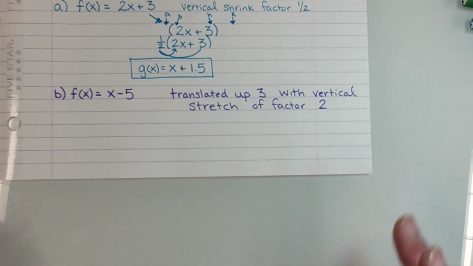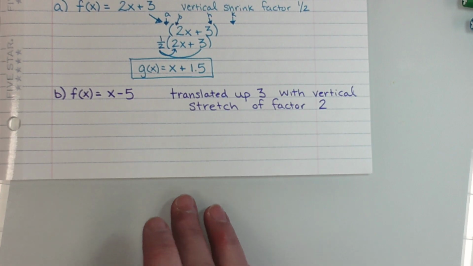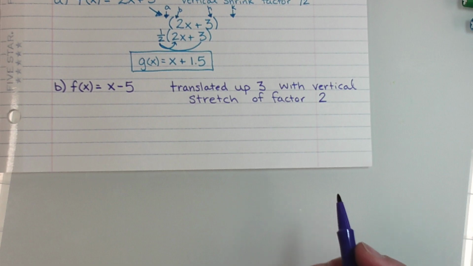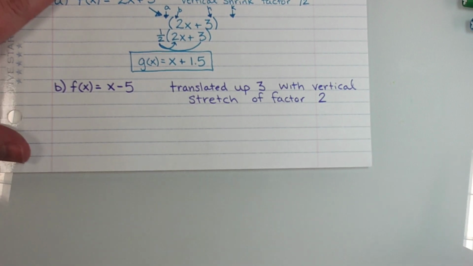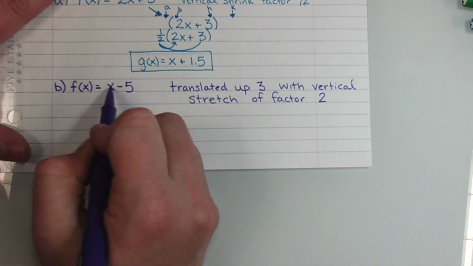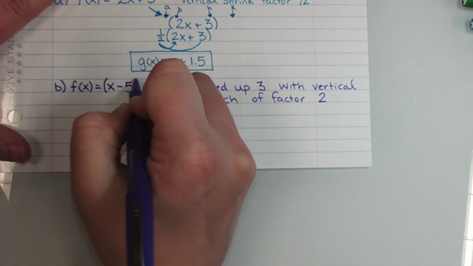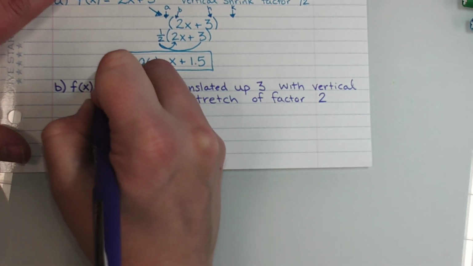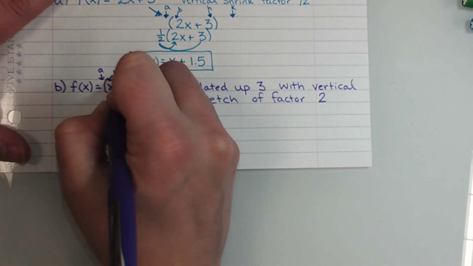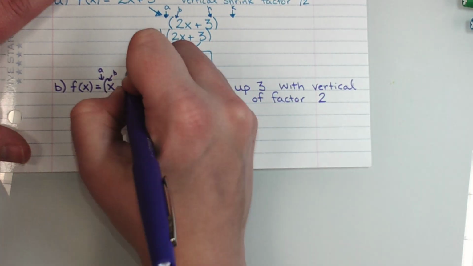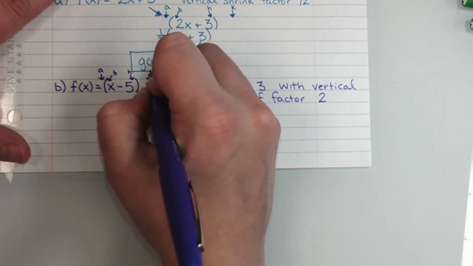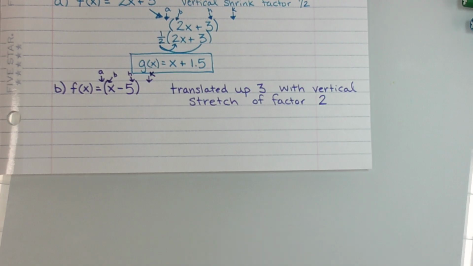Translated up 3 with a vertical stretch of factor 2. So, until I get used to it, I think of my original function being in parentheses, and then I remember A goes in front of the parentheses, B goes directly in front of the X, H goes at the end of the parentheses, and K goes after them. Again, you don't have to write that out, you just have to know where they go.